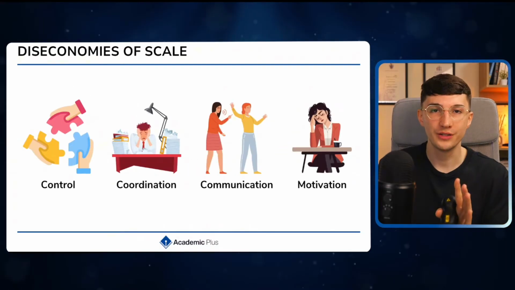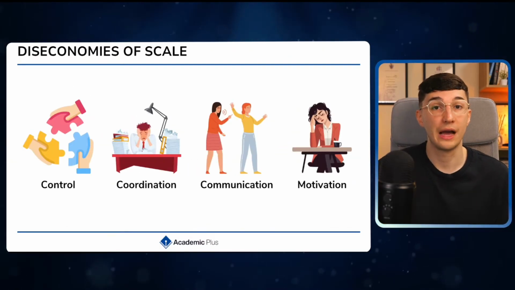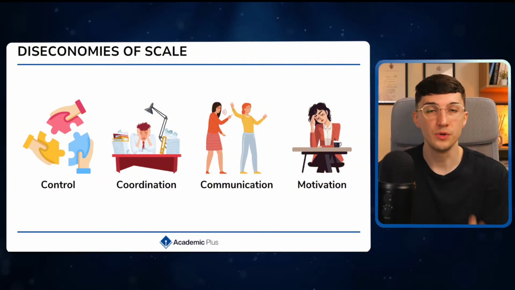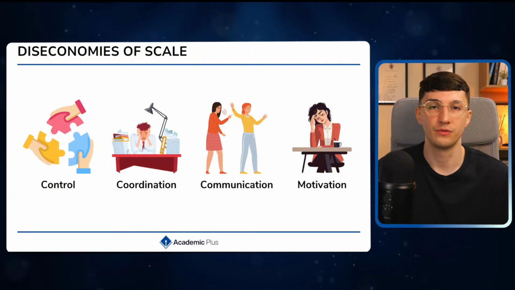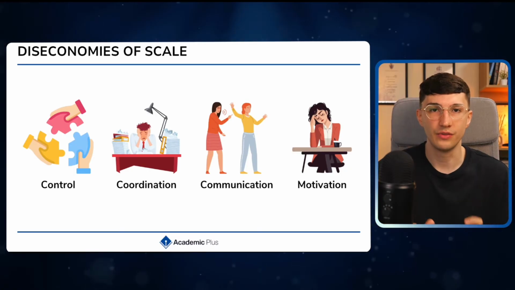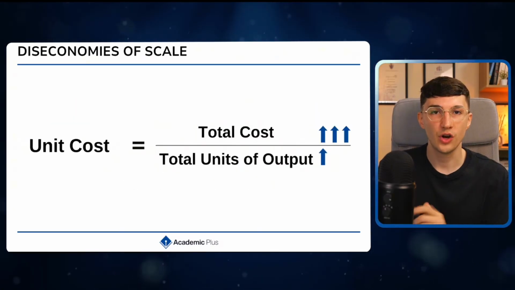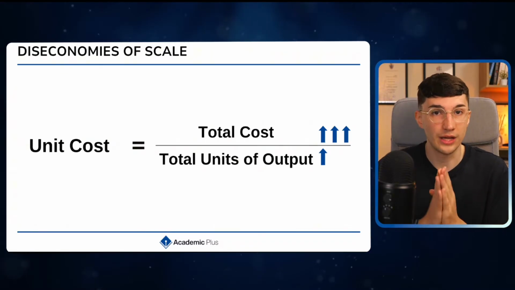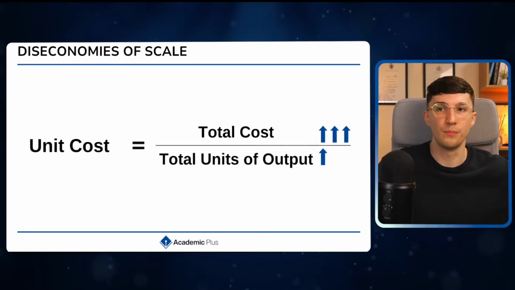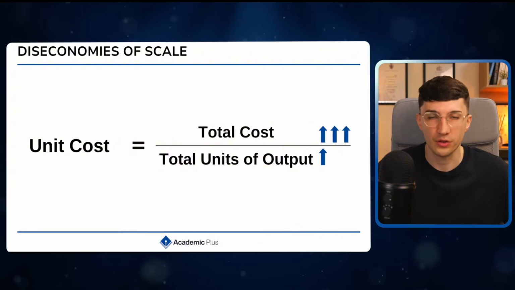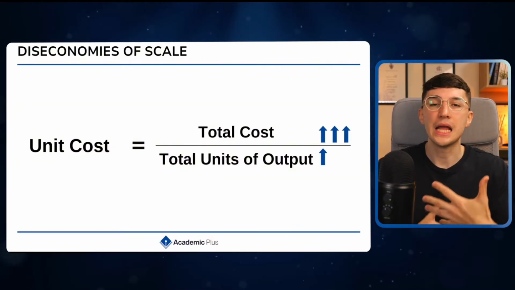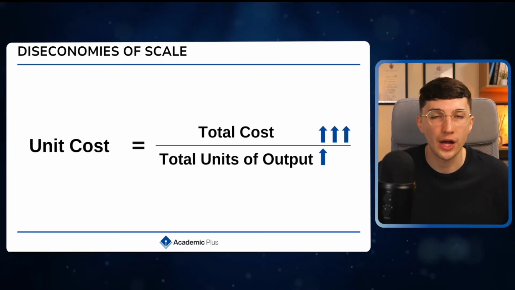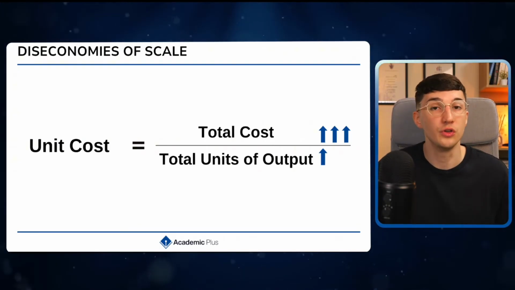Now, there are 4 different methods of why diseconomies of scale could happen. Control reasons, coordination reasons, communication reasons, and motivation reasons. We're going to break down each of these. But to explain why diseconomies of scale happen, remember, the business's output is still increasing. We are still growing as a company. So those total units of output are still growing. But the problem is inefficiencies start to happen. So our total costs grow at a larger rate than our total units of output are.